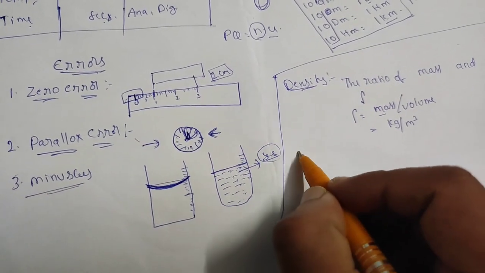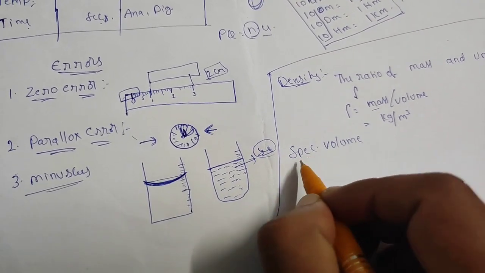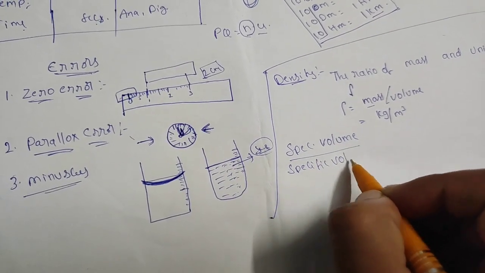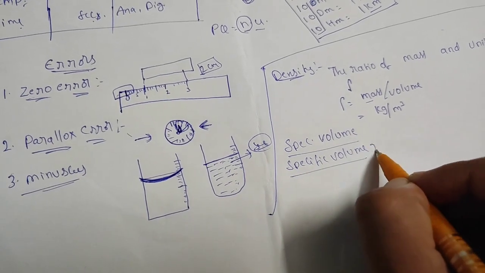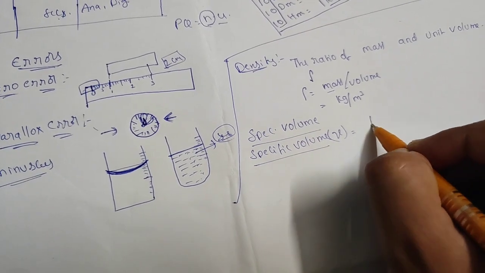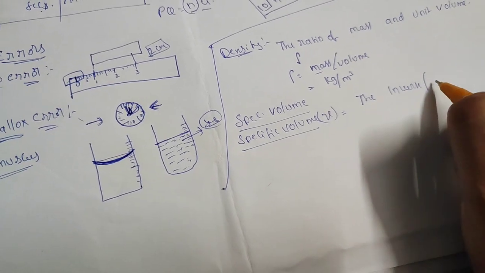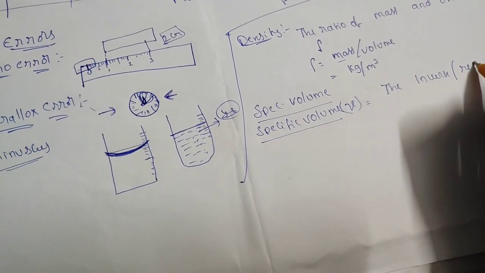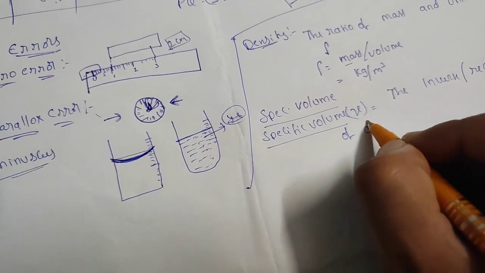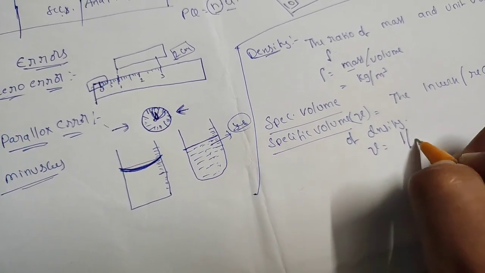Next, specific volume. I am writing in a shortcut way, you should never write it like this. Specific volume, indicated with small v, is the inverse or reciprocal of density. That means specific volume is equal to 1 by rho.